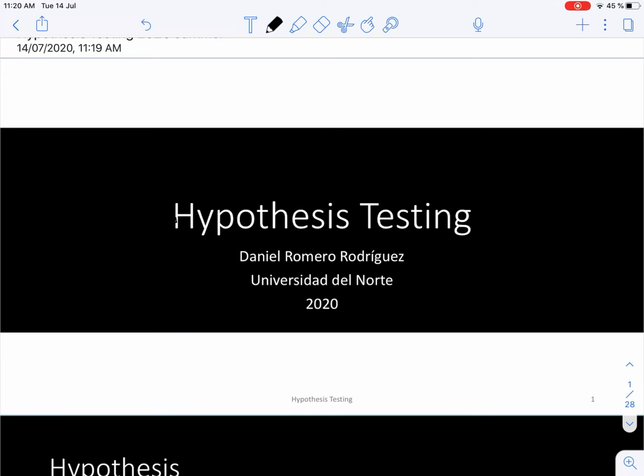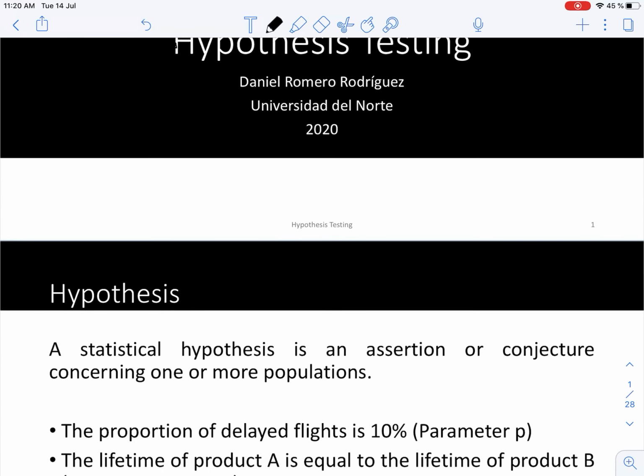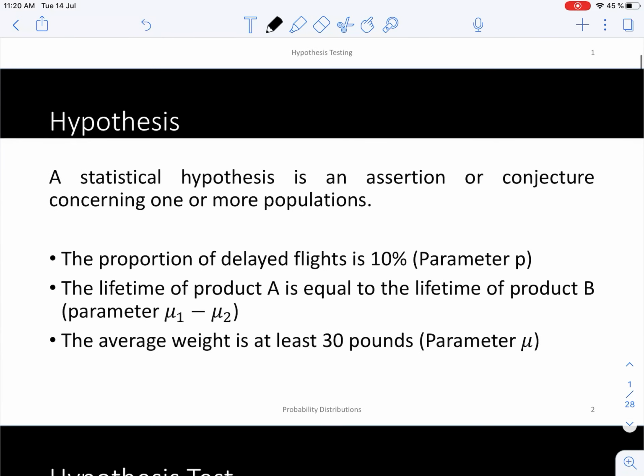This is an introduction. So far we have covered sampling distributions and estimation, to be more specific, confidence intervals. So using all that knowledge from the two previous units, now we're going to start making it a little bit more formal with the hypothesis testing. So in general, a hypothesis is just an assertion concerning one or more populations.